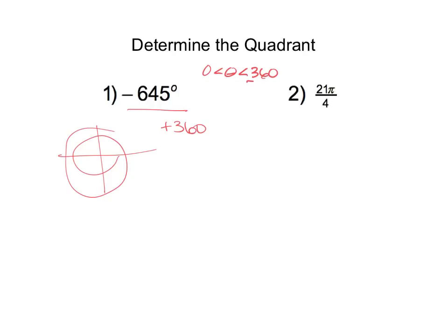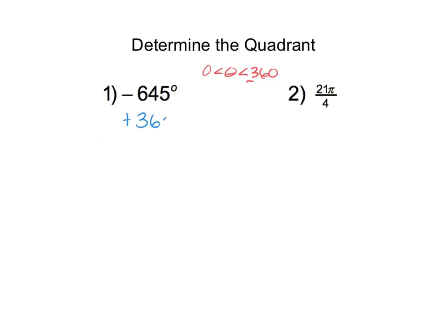So if I take negative 645 and I add 360 to it, I will find that first, let's draw that in. I'm going to add 360. I get negative 285, which is still not in between 0 and 360. So I'm going to add 360 again. And I find that 75.